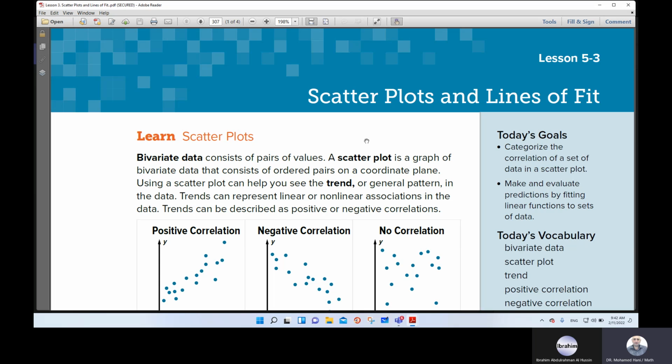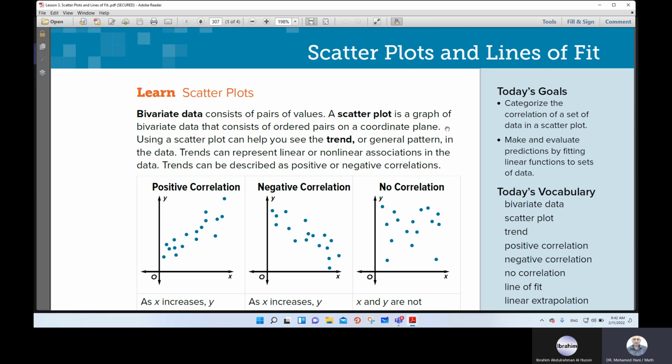Math grade 9. We are in module 5, lesson 3: scatter plots and lines of fit. In this lesson, we want to learn the meaning of scatter plots. Bivariate data consists of pairs of values, and a scatter plot is a graph of bivariate data that consists of ordered pairs on a coordinate plane.